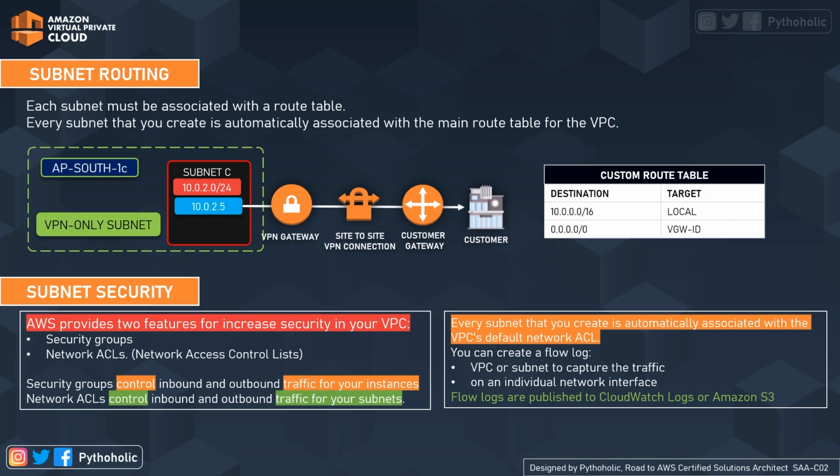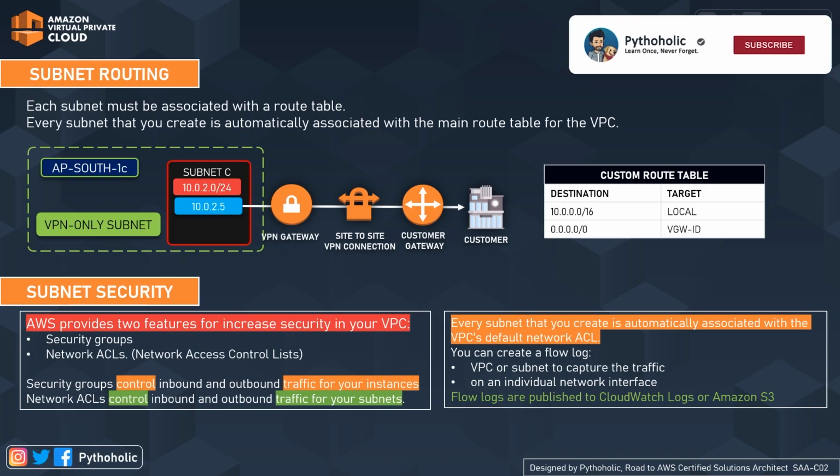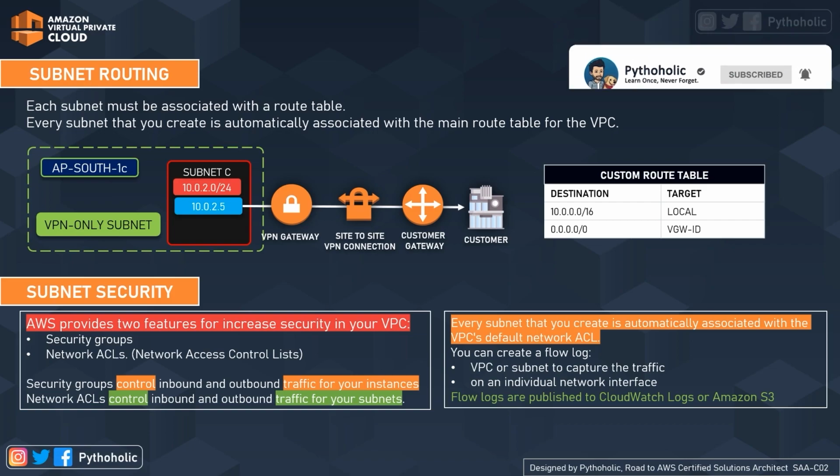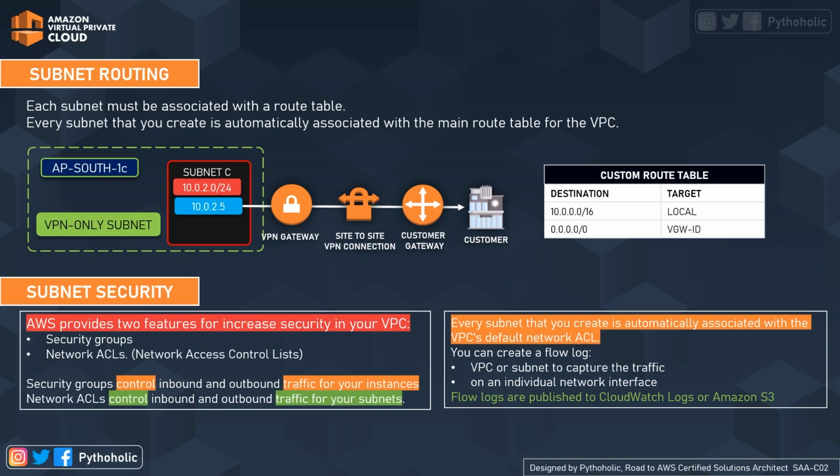And from a security point of view, AWS provides two features for increased security in your VPC. One is security groups, which we are already aware of, and the other is network ACLs, or what we call network access control lists. Security groups control inbound and outbound traffic for your instances, and network ACLs control inbound and outbound traffic for your subnets. So one is for the instances you have and the other is for your subnets themselves. And every subnet that you create is automatically associated with the VPC's default network ACL.